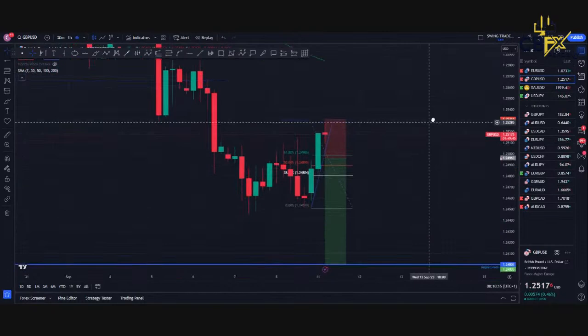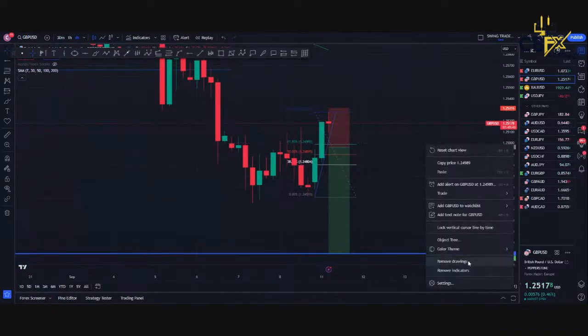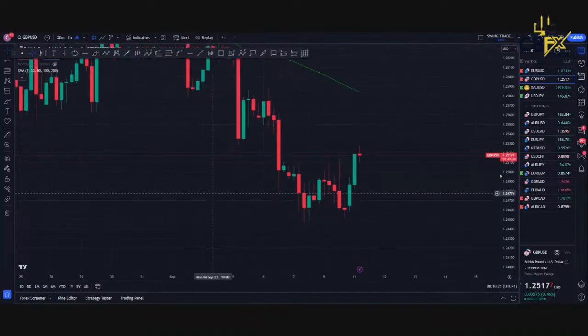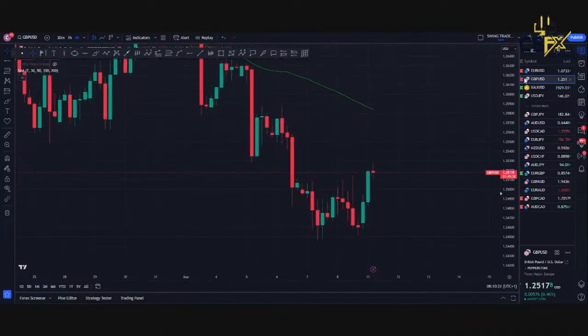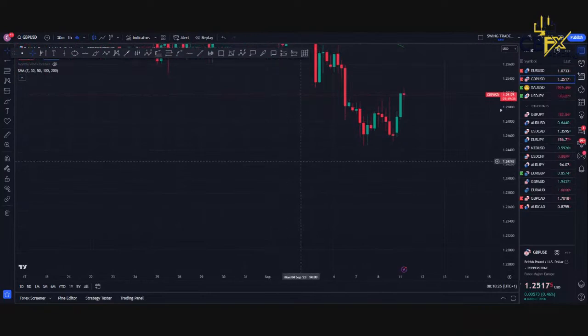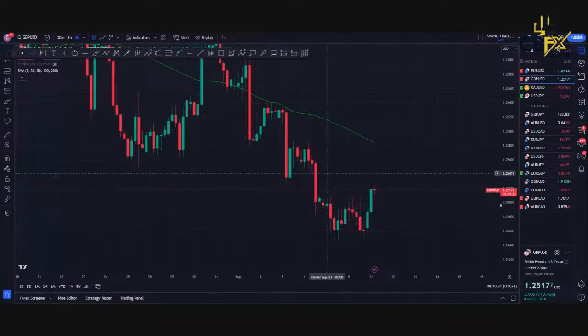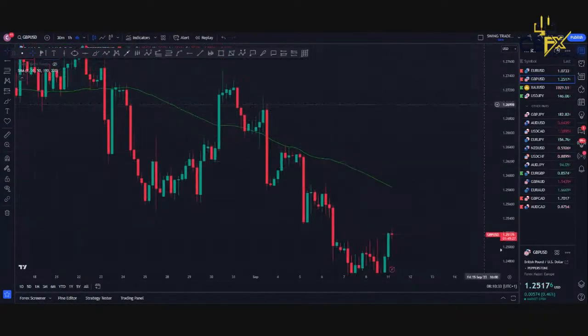So right now, let me just remove my analysis so I can show you what I'm looking at. Now, if you are on your chart like this, the first thing you want to do is to pay attention to what the market is doing. That's the first thing.